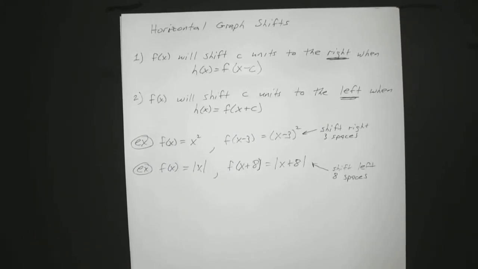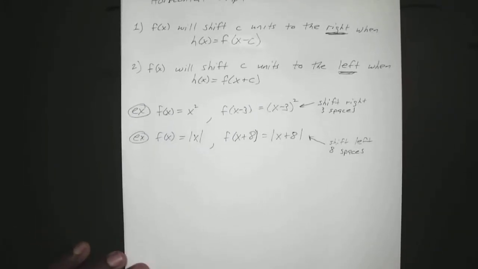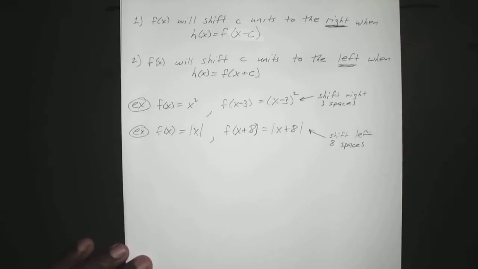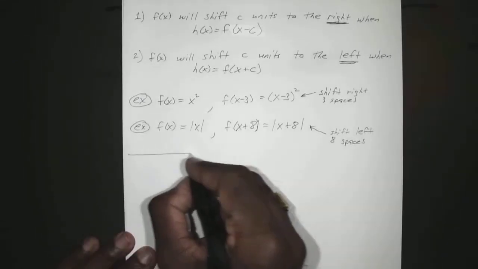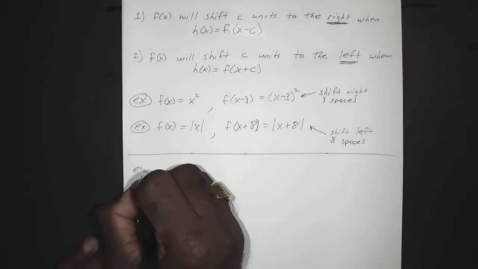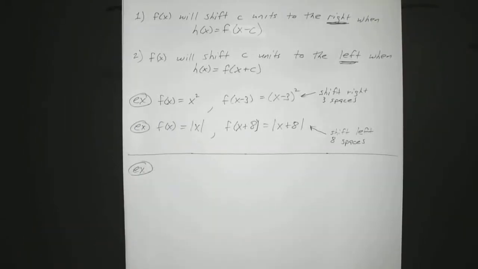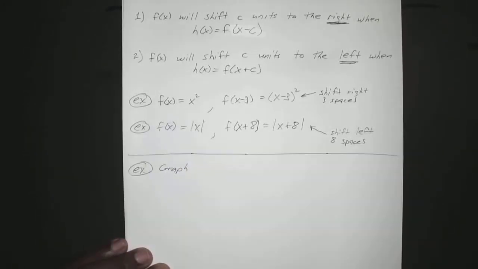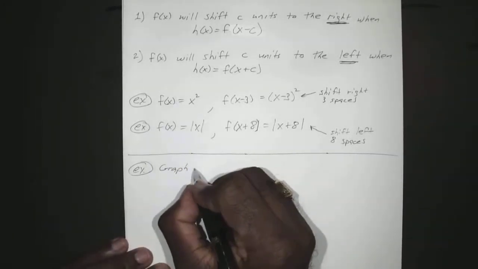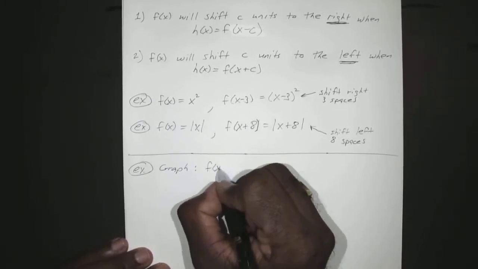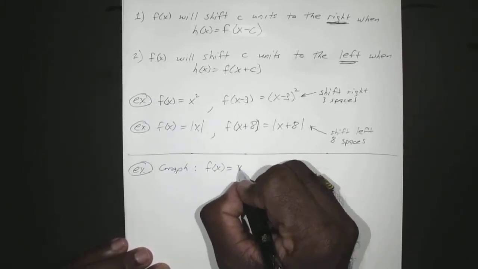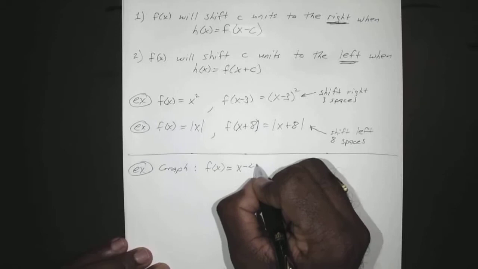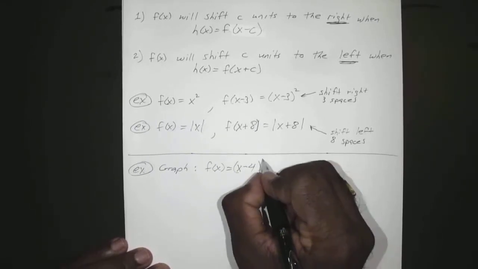All right, so let's do a few examples of actual shifting. Okay, so for example, let's say we wanted to graph f of x equals x minus 4 squared.